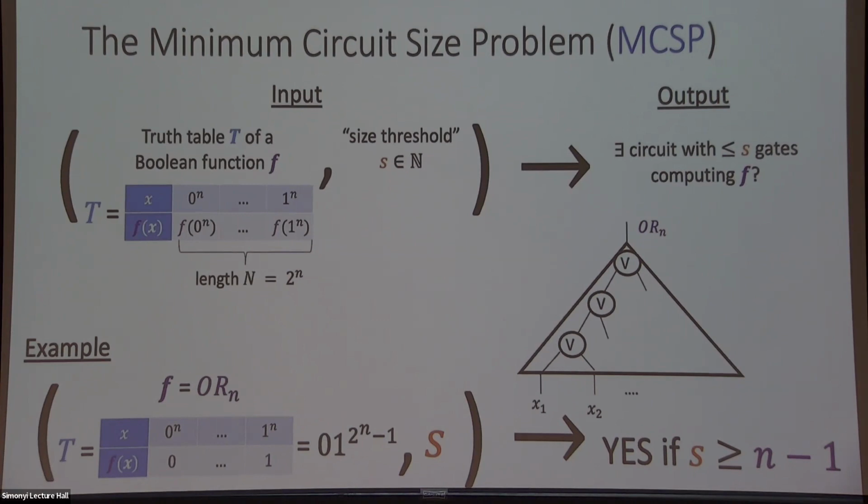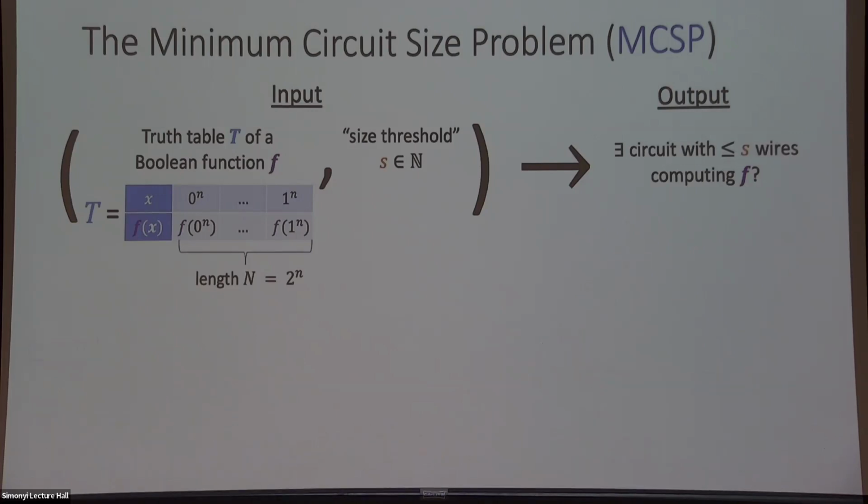All right, so that's the definition of the minimum circuit size problem. Let me tell you a little bit about it before I tell you why it might be interesting. It seems like a simple question about circuits. What do we know about the complexity of this problem? We don't really know a lot. So we know that the problem is in NP. Hopefully this isn't too hard to see.